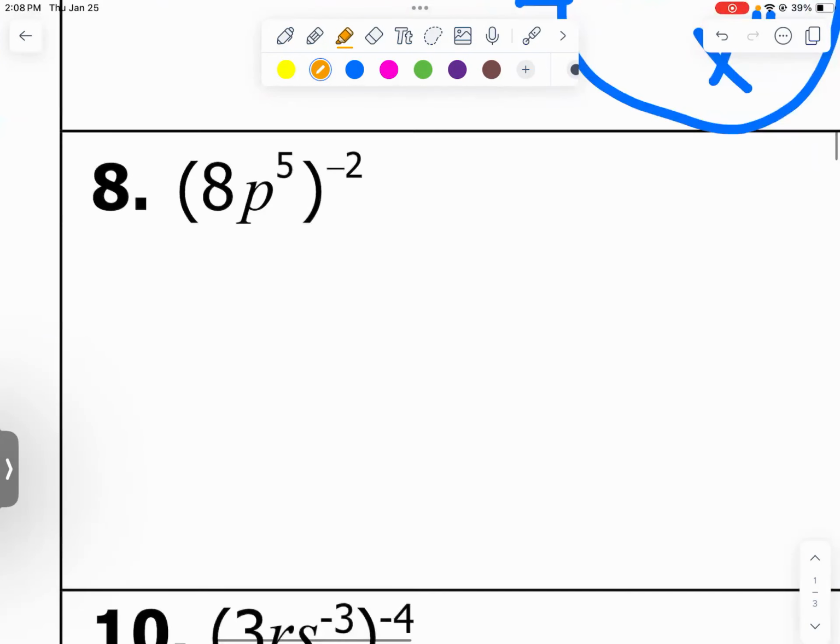Ooh, this one is interesting. I like it. All right. People, they're driving me bonkers right now.